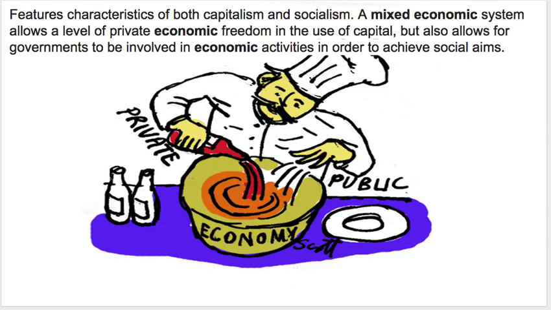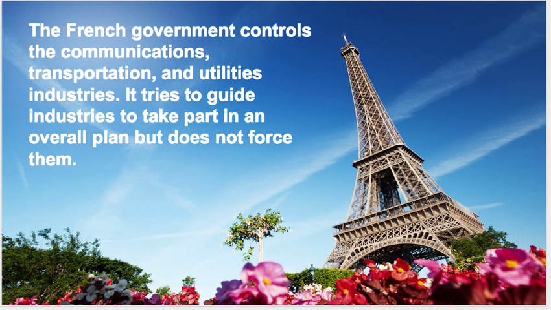The end of the Soviet Union also resulted in a steep decline in the influence of communist parties in democratic countries. The last economy that I'll go over is the mixed economy. We know that most countries in the world today, almost all, have mixed economies. A mixed economic system allows for some private economic freedom and the use of capital, but allows for governments to be involved in economic activities in order to achieve their social aims. An example of this is the French government, which controls the communications, transportation, and utilities industry. It tries to guide industries to take part in the overall plan.